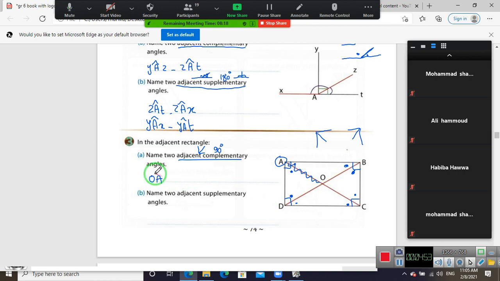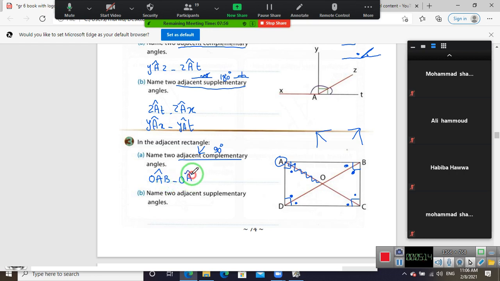So I will choose two. You can choose any two adjacent complementary angles, okay? Any two that form a right angle. I put the sign of a right angle since the rectangle has four right angles. Okay, OAB and OAD.